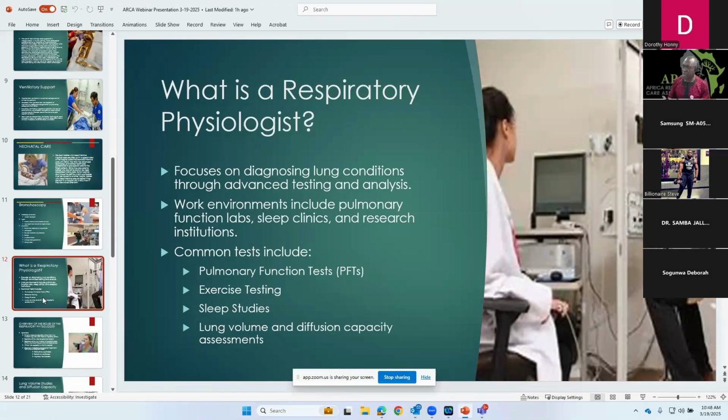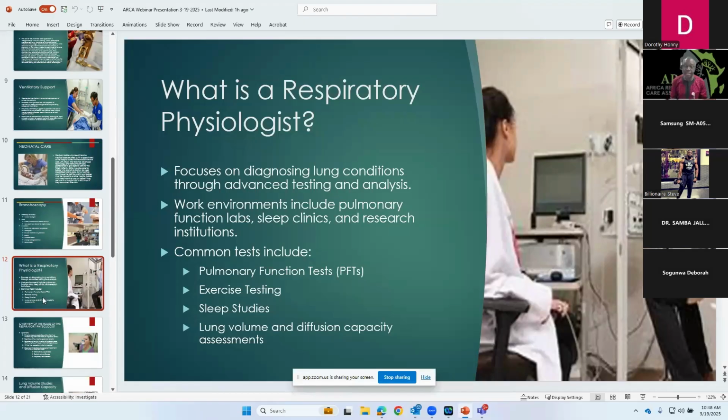But a respiratory physiologist could work in a pulmonary function lab. They could do exercise testing. You may have seen commercials, for example for athletes on bicycles, who have something on their head while they ride. They are doing a stress test. We do that in our lab as well.